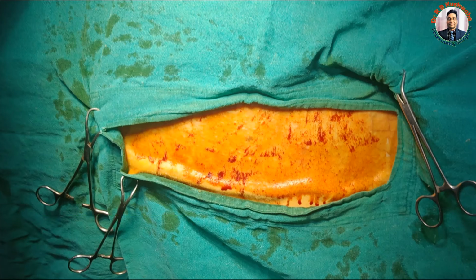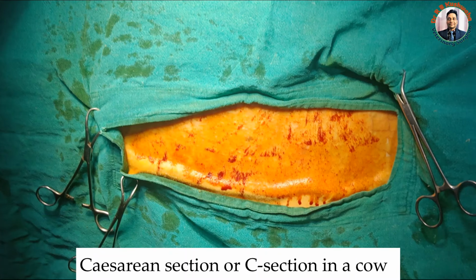So today I am going to perform a cesarean section in an adult cow. This cow had the history of difficulty in passing the fetus, that is dystocia, and the cause of dystocia is incomplete cervix dilatation. So this is the reason why we are going to perform this cesarean section. Cesarean section, normally we call C-section.